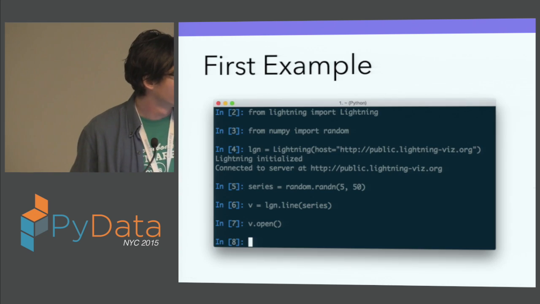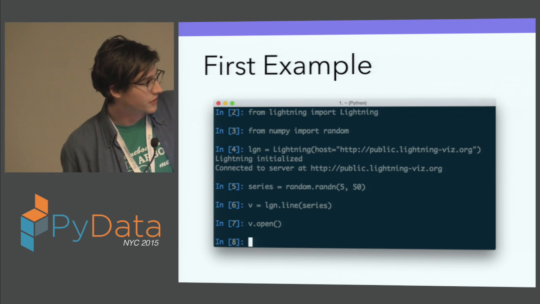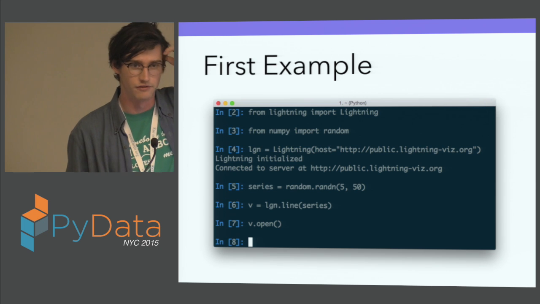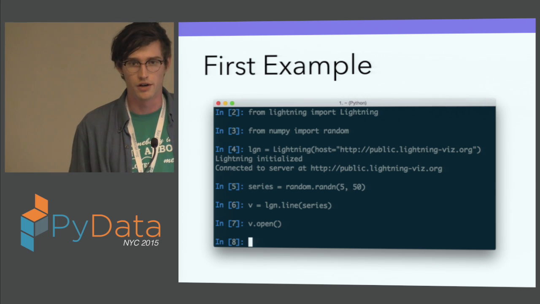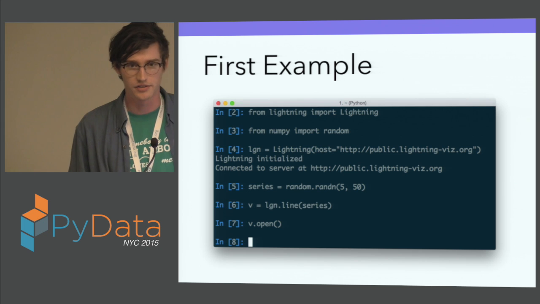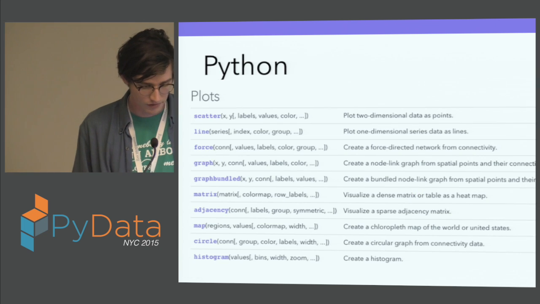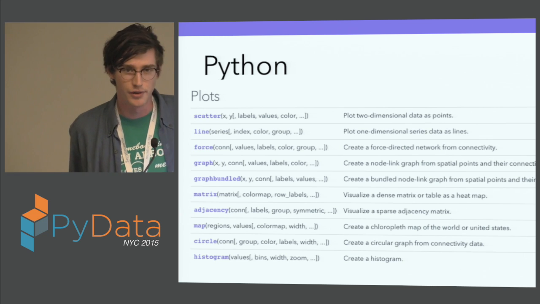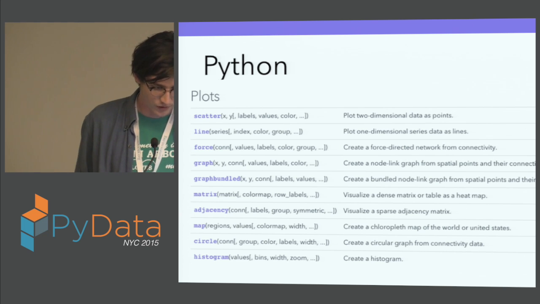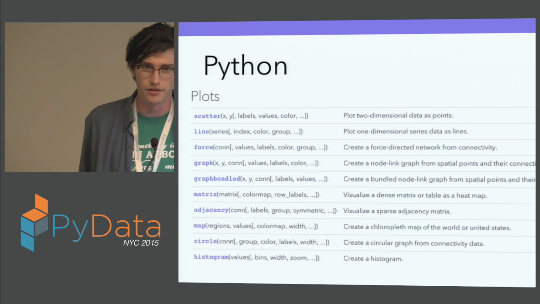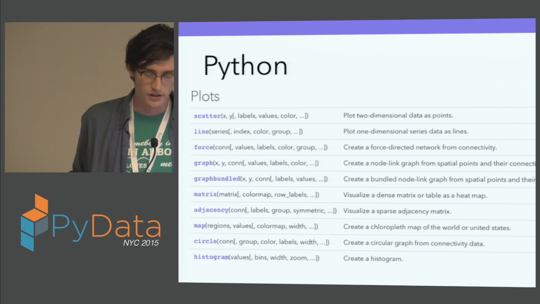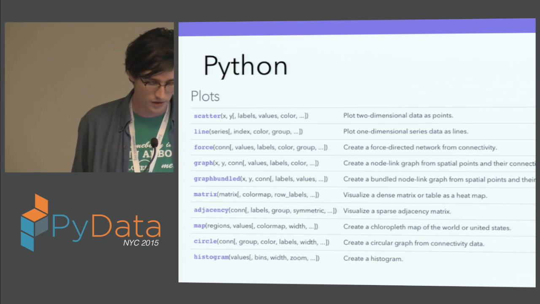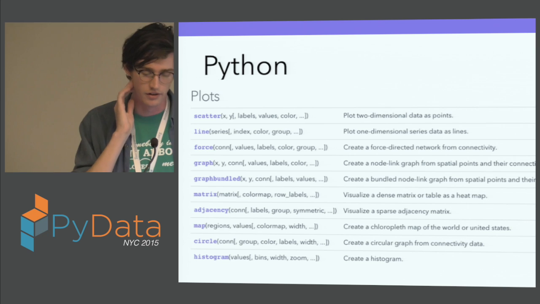So in this line here, next to 6, lgn.line, the LGN object has a function for every single different plot type, basically. So there's a .line, .scatter, .histogram, all this stuff. And this is kind of the list of everything that's in there by default. You can go through, I'm not going to go through everything right now. This is all in the documentation. But it's just exposed as a function on the top level object that you can call. You just pass in your data and whatever options you want to provide.